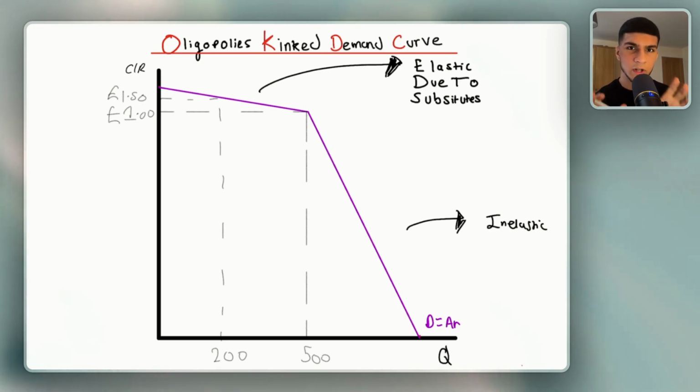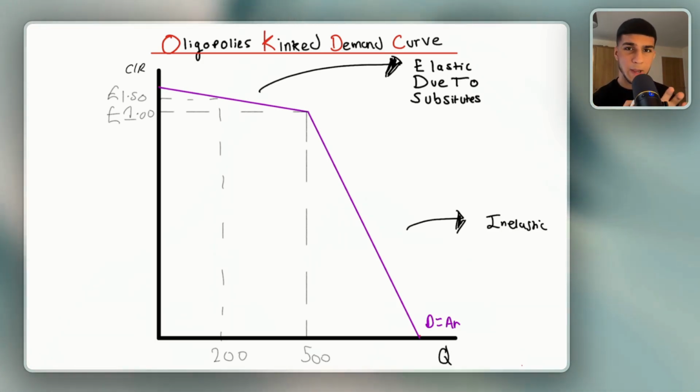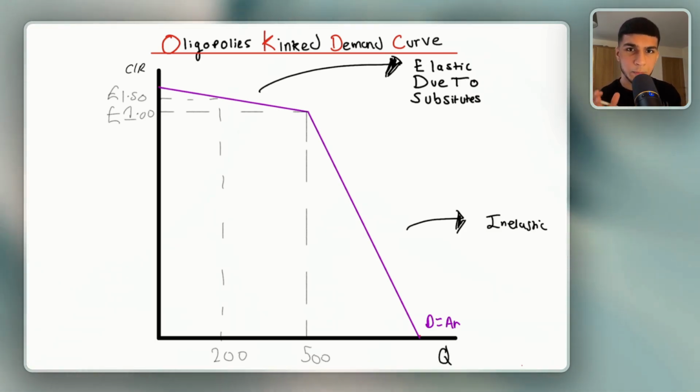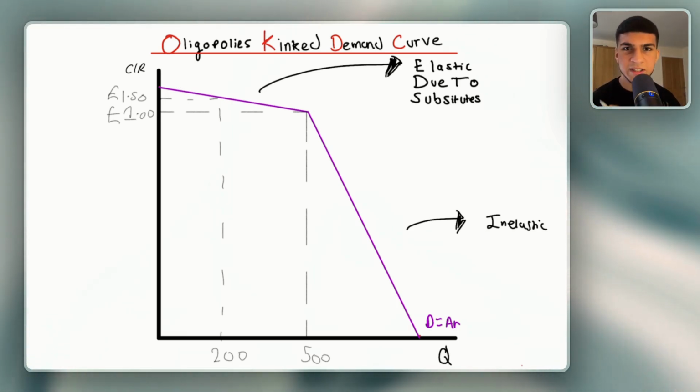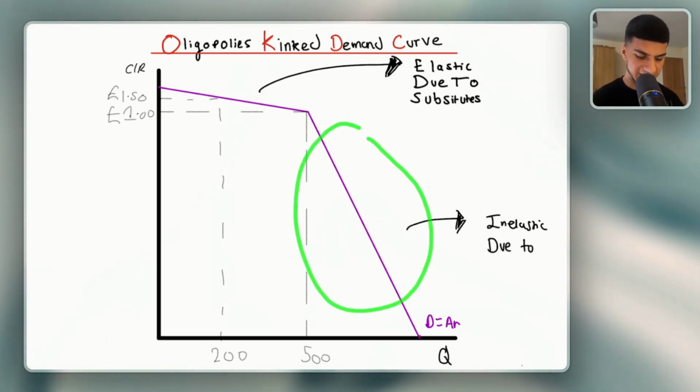So, for example, if you saw Coke and Pepsi on a shelf in Tesco and the Pepsi was 50p more expensive than the Coke, which one would you pick? Usually, most people would pick that Coca-Cola since it is significantly cheaper. This means if firms in oligopolies decide to increase price, the demand will be elastic due to the availability of substitutes. Let's move on to the second section of the kinked demand curve, so the inelastic side of things.